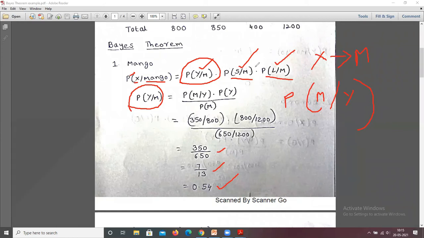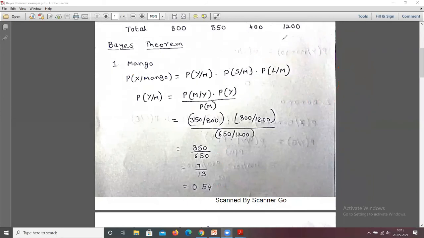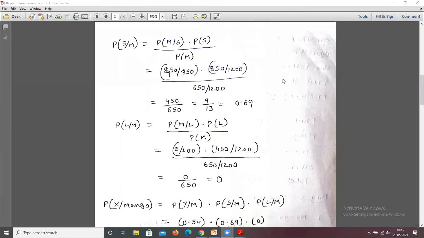Similarly, next we are going to find probability of S by M. What is the formula? Probability of S by M means sweet, and this is the mango. So probability of M by S into probability of S by probability of M. M by S means mango by sweet.